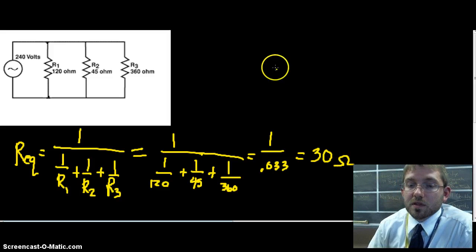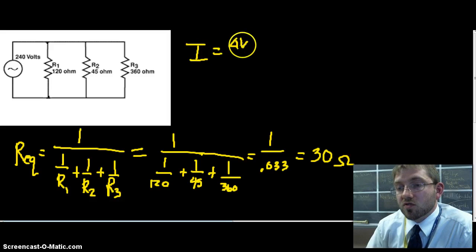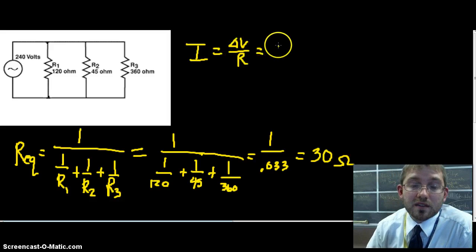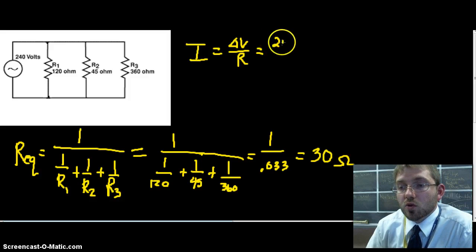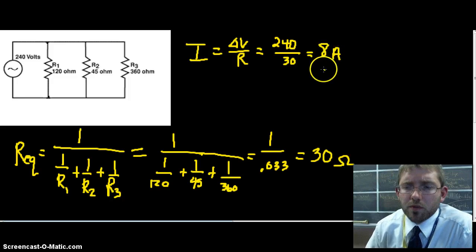Now, if we accept this as the true equivalent resistance of the circuit, in manipulating Ohm's law, which says change in voltage over resistance gives me current based off of V equals I times R, and we take 240 volts divided by 30 ohms, barring math failing me at this point, we end up with 8 amps. That is the total current in the circuit.